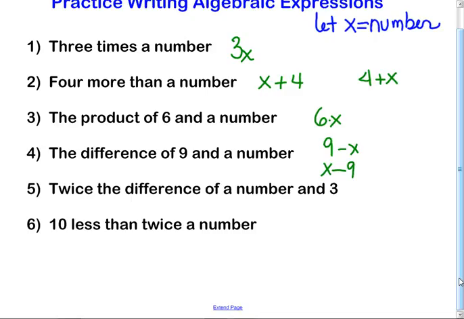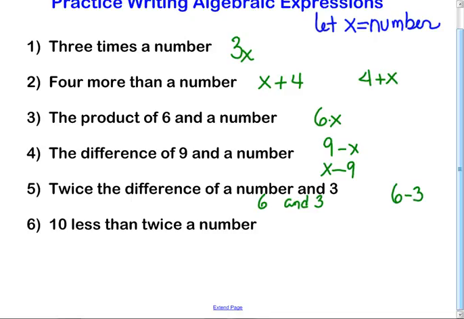Okay, this one's hard. Twice the difference of a number and 3. What are you going to do first? Let's do numbers first. I want twice the difference of 6 and 3. So I have $6. Corey has $3. What's the difference? 3, because what did you do? You subtracted them. So I would go 6 subtract 3. I got to do that first.